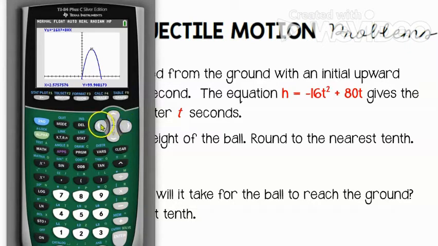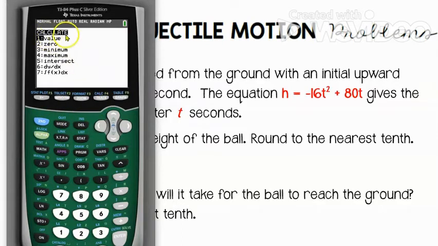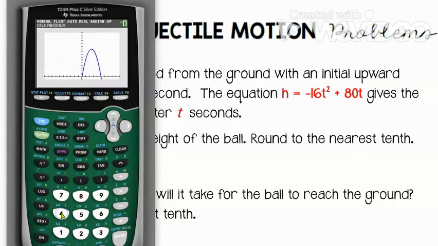So if you want to be exactly accurate, you have to use this blue calc feature. Do you see it here above the word trace? So we're going to press second, trace, which gives us our calculation menu, and we're going to choose number 4. We want to calculate the maximum. Now the calculator is going to ask you 3 questions. Are you to the left of it?